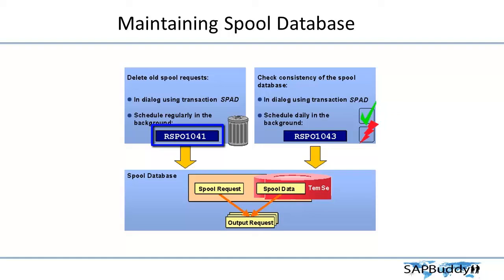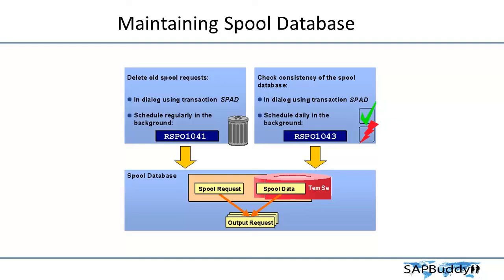So on a periodic basis, it is important that you schedule a background job for this specific program, RSPO1041. This is not zero, it's RSPO1041. You can schedule this program as a background job on a periodic basis, so that the old spool requests created in your system, which are no longer required, can be deleted and cleaned up. This is very important to do.